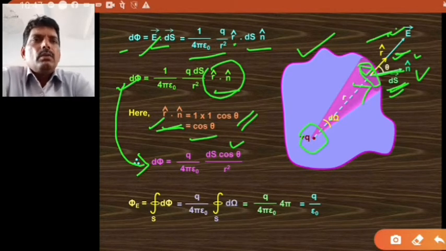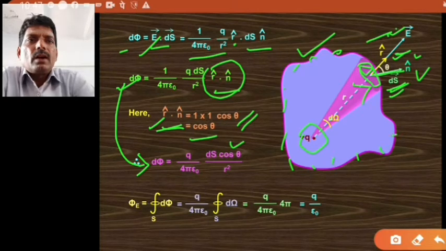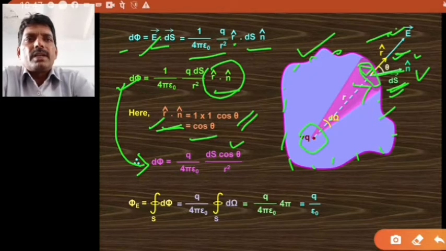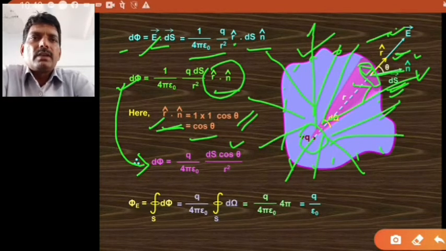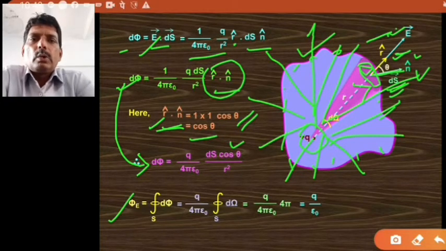So now if you make such a small element over the surface, on the total surface, then we have to integrate, because the total electric flux from this charge is going in this direction, and this direction, in all directions you can say. So the total electric flux passing through this closed surface is given by phi suffix e equals the closed surface integral over s of d phi.